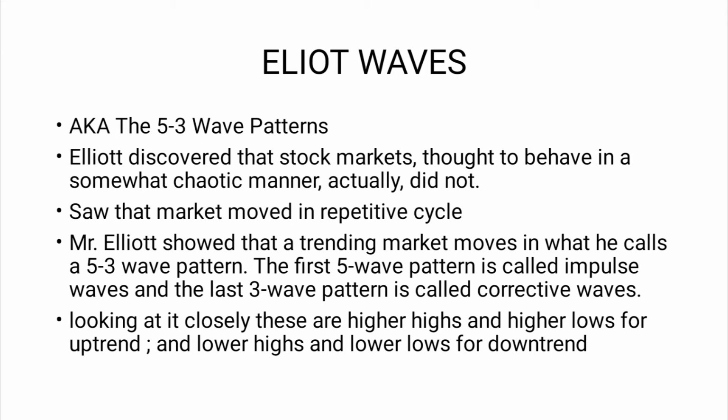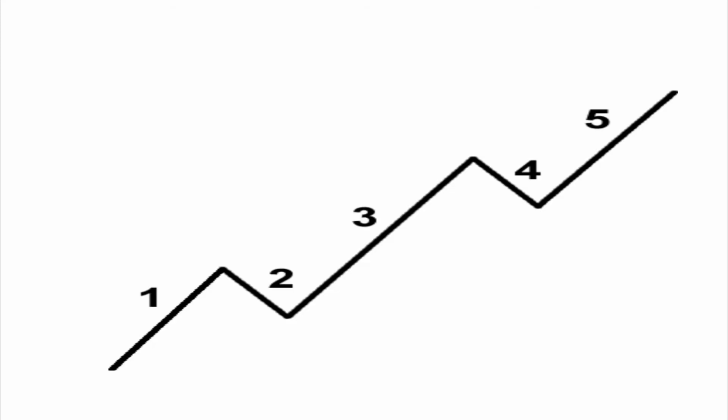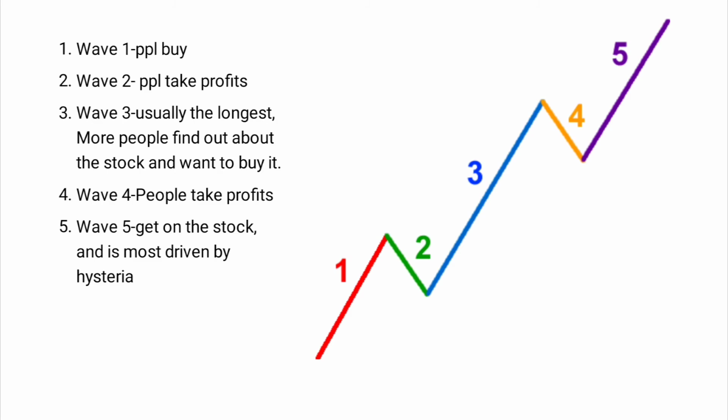The first 5 wave pattern is called the impulse wave, and the last 3 wave is called the corrective wave. Looking at it closely, these are just higher highs and higher lows, or lower highs and lower lows for a downtrend. So it looks something like this. We can see 1 is an impulsive wave, 2 a retracement, 3 an impulsive wave, 4 a retracement, etc.